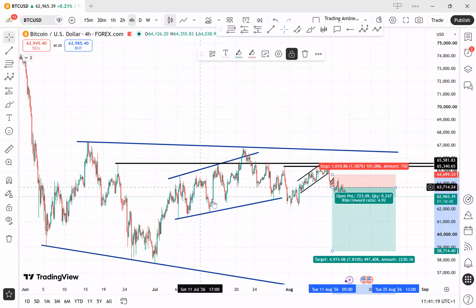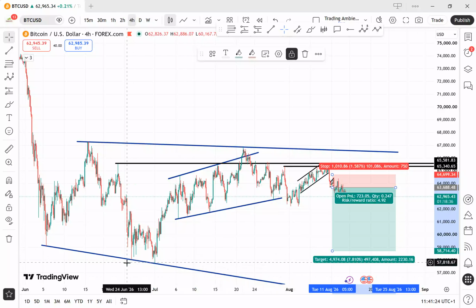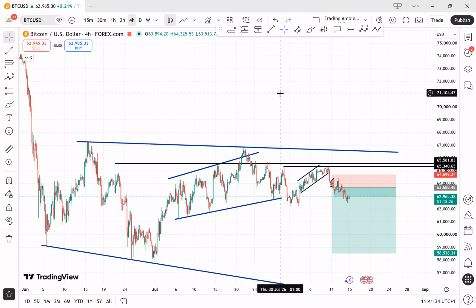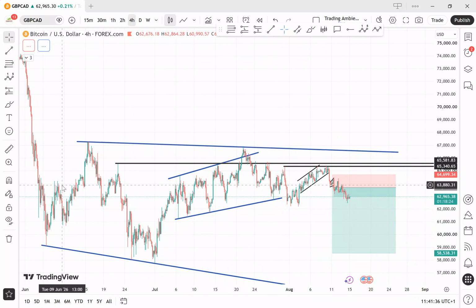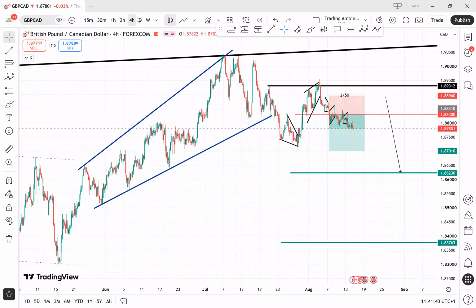So on BTC USD, I'm hoping the price will get down to this low. So anything from 4 hour will be okay for me on BTC USD. So on the list we have GBP card.